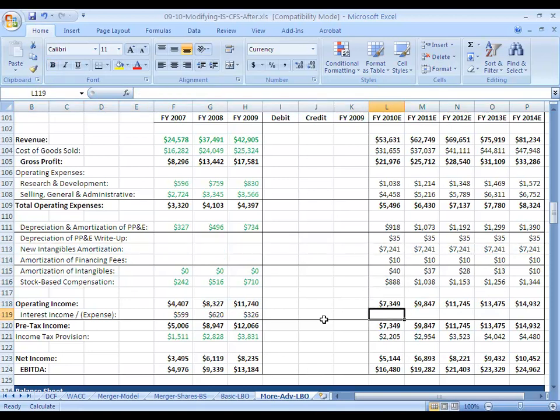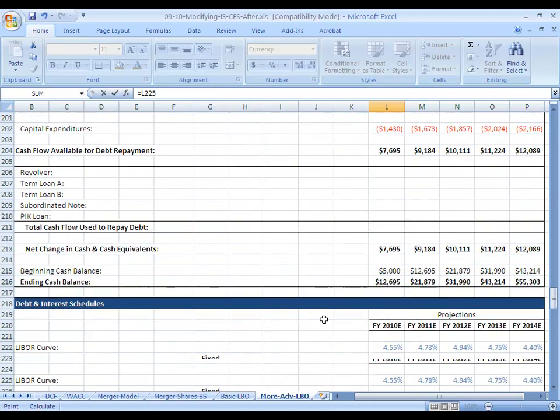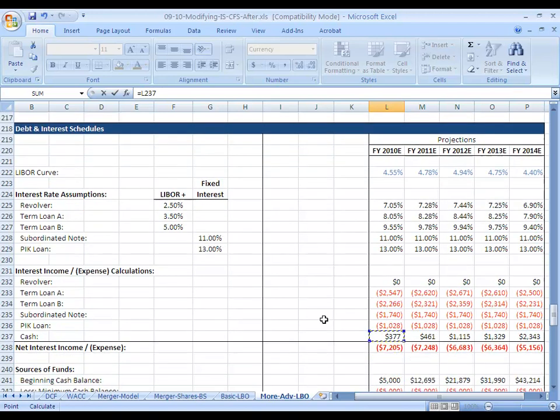Now for the interest income or expense, we're going to go down to our debt schedules and simply pull this net interest income or expense number from right here. Note that we are already including cash in this calculation. It's the only positive on here. And even though the paid-in-kind loan is not cash interest, we are still including it on our income statement, which is an important point to make.